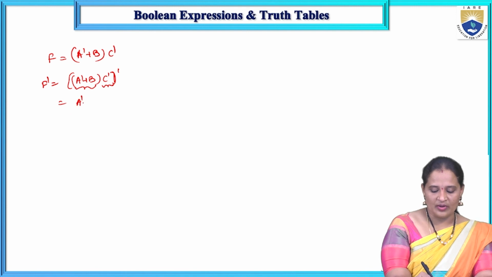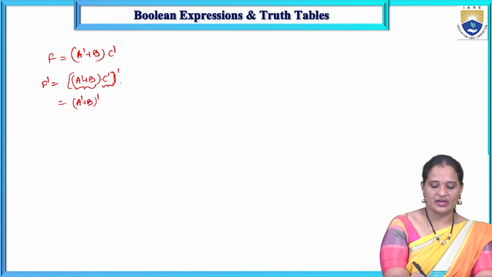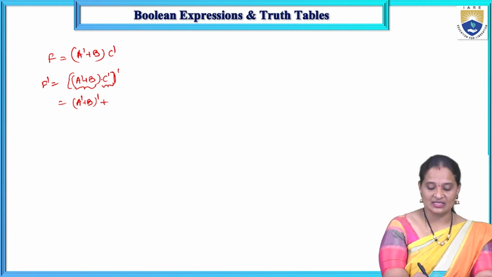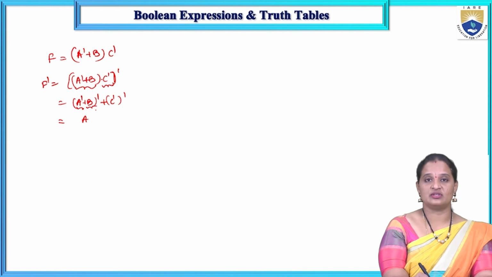So a complement plus b, whole complement. As we have the dot operator here, it will be changed to plus. And as I told you, the variable will also be complemented. So a complement plus b, whole complement, I have to take, and c complement, whole complement. As we all know, again we need to apply De Morgan's theorem here.